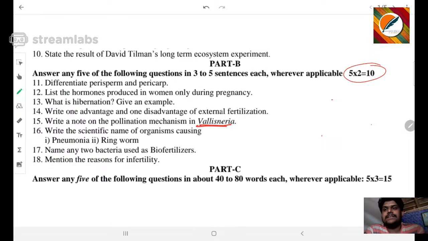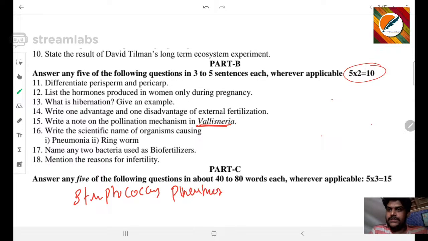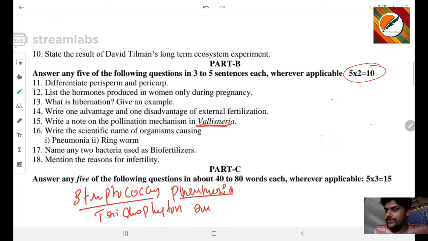Okay, now let's move to the next question, that is, write the scientific name of the organism causing pneumonia and ringworm. Very easy. Pneumonia is caused by Streptococcus pneumoniae. I'll not write it, I'll just tell you the answer. Okay, let's write it. Streptococcus pneumoniae. This is the one. And ringworm belongs to Trichophyton rubrum.